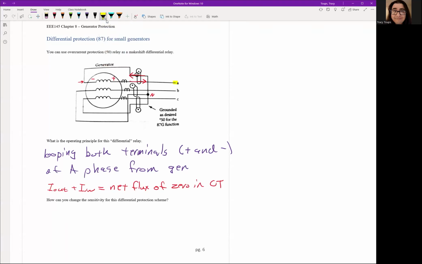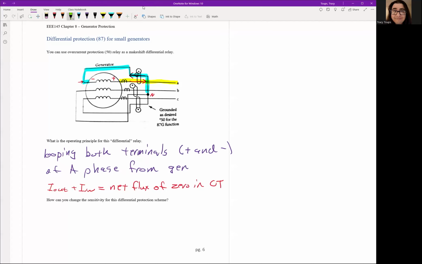a 0. So here's a phase, that's the current going out. And then you also have the current coming back in on a phase as well, right here. Okay. And both of those should equal up to 0. Okay. And so again, this is how we get a cheap 50 relay to act like a makeshift differential.